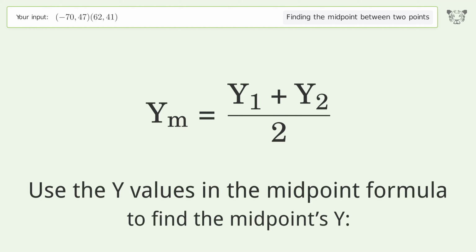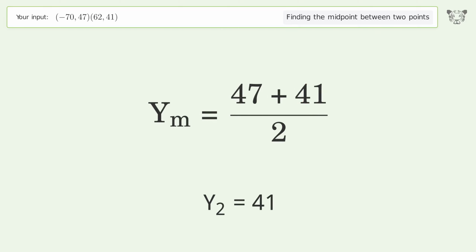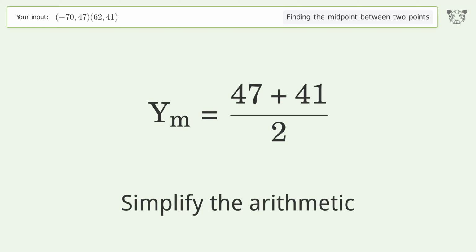Use the y values in the midpoint formula to find the midpoints y. y1 equals 47. y2 equals 41. Simplify the arithmetic.